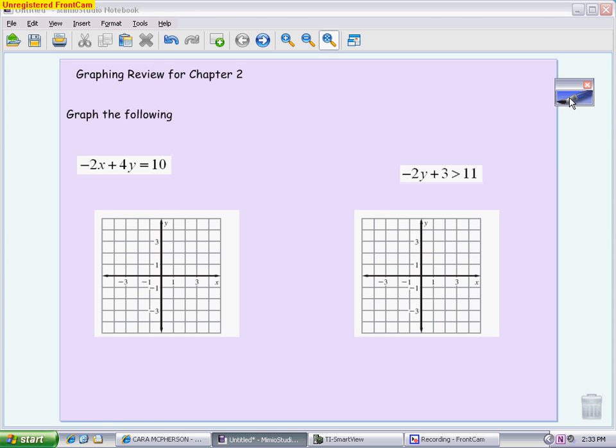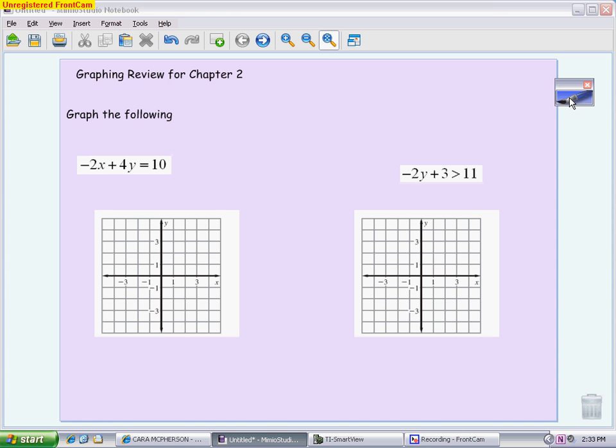First one asks you to graph negative 2x plus 4y equals 10. When you are graphing basic lines, keep in mind that you're considering whether it's in slope-intercept form, which means the y is by itself, or if it's in standard form. That's what this one is. If it's in standard form like this one, I think the easiest way to go is to do the cover-up method, meaning that I replace my x and y with 0 each separately to find the intercept.